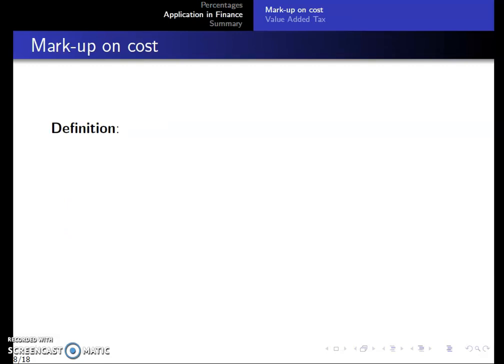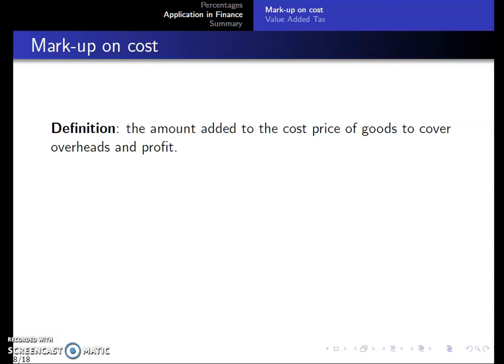So let us go to now the applications, which is the most important part of the course. Now in applications, we'd like to first explain what is a markup. Now there are many sources you could use, but one of the sources I found explain the markup as the amount added to the cost price of goods to cover overheads and profit.